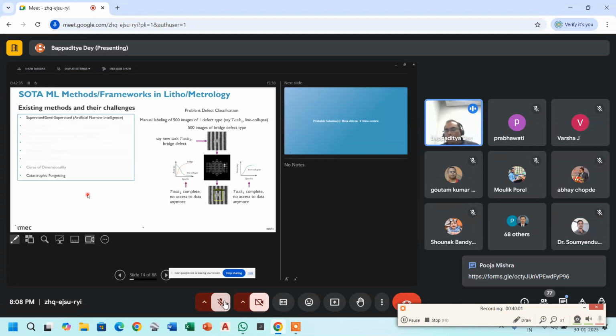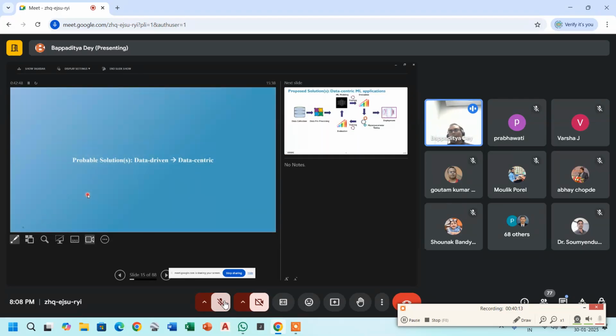And now if I try to map the model performance, you can see that for the line collapse, the model has gone down. For the bridge, it is working fine. So the next day, if you plug in new data, definitely the bridge is also going down, right? This is generally defined as catastrophic forgetting. So the model-centric approach, supervised or semi-supervised, is generally limited mainly by these two challenges: one is the curse of dimensionality and one is catastrophic forgetting.